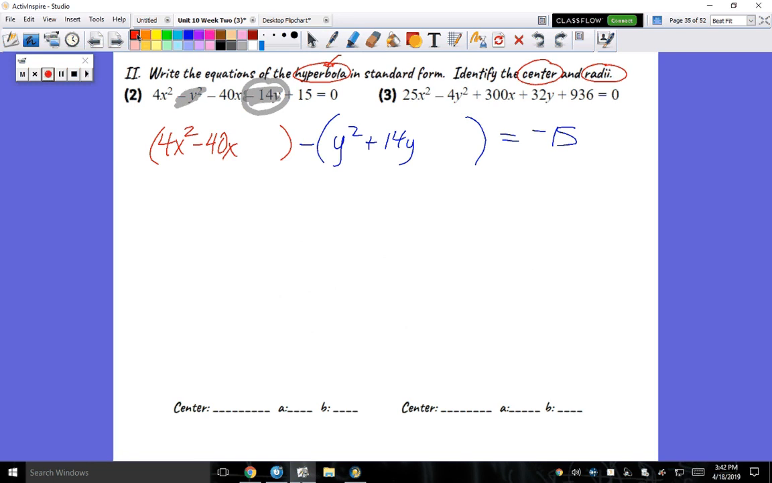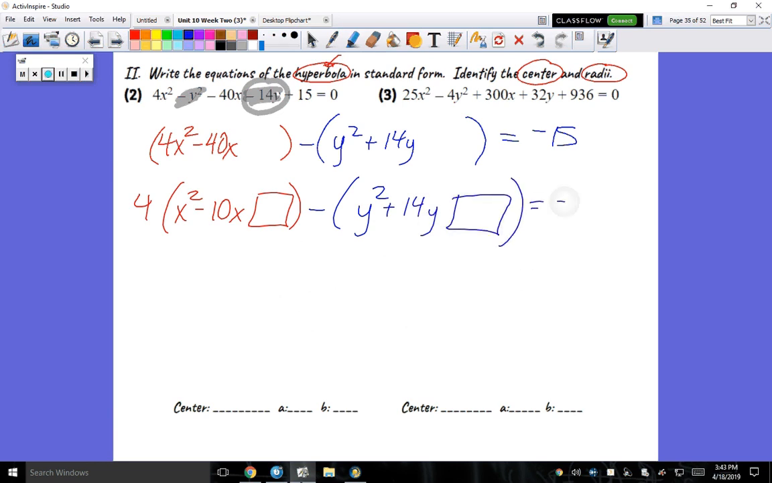Okay, here we go. I'm going to GCF out the 4. Leave space for the squared. I already GCF'd out the negative, so I'm ready to rock and roll with this one. Equals negative 15. Can someone tell me what goes in this box right here? Plus 25. How much did I just add to the left? 100, right? I just added 4 times 25.